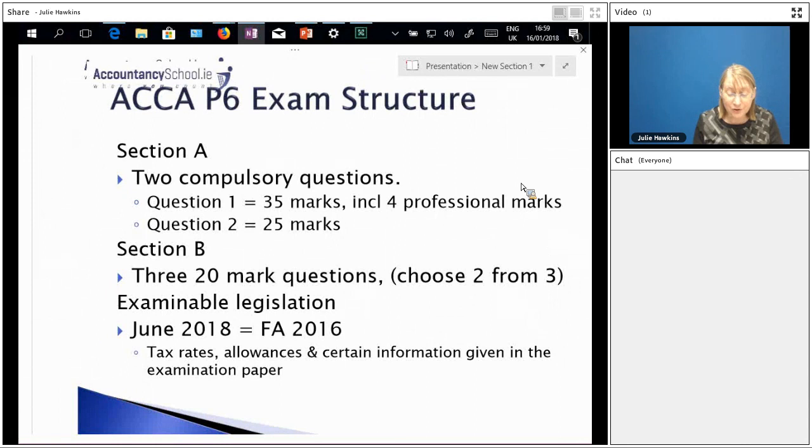Now, for the June 2018 exam, and actually the December 18 exam as well, we'll be looking at Finance Act 2006, which deals with the tax year 2017. And as part of the exam, we are given tax rates and allowances and certain information. Now, this table can be found on the ACCA website.